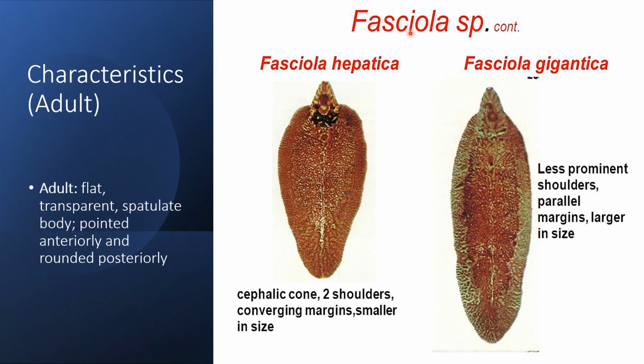Okay? So that's for your Fasciola gigantica, it is larger compared to Fasciola hepatica. Okay? Hepatica is shorter, gigantica is longer. So take note, the differentiating characteristic is their cephalic cone. They both have a cephalic cone, but it is less prominent in one and very prominent in the other. Okay, wide-based cephalic cone.